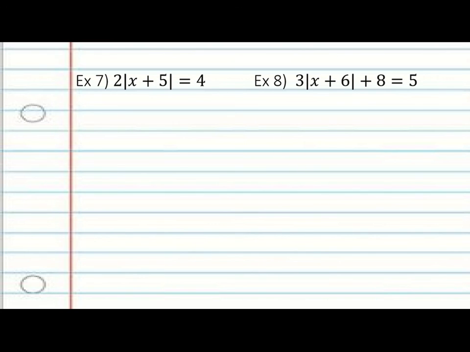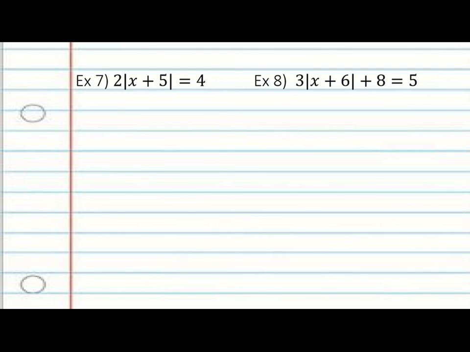And our last two examples. Example 7 says 2 times the absolute value of x plus 5 equals 4. Now, absolute value bars do not act the same as parentheses, so you cannot distribute the 2 into the x and 5. The absolute value bars protect what's inside.